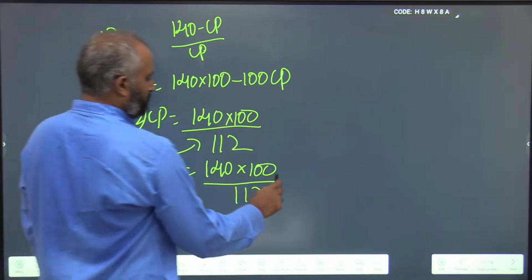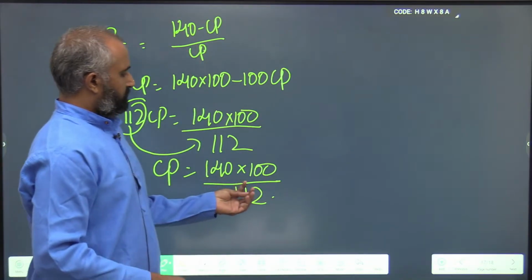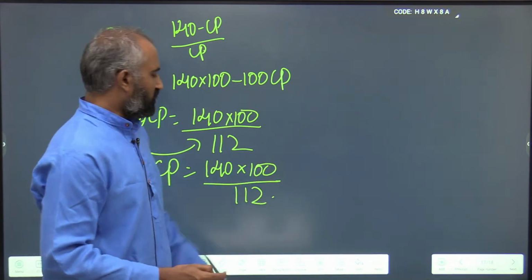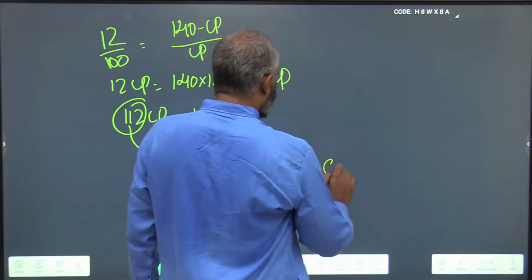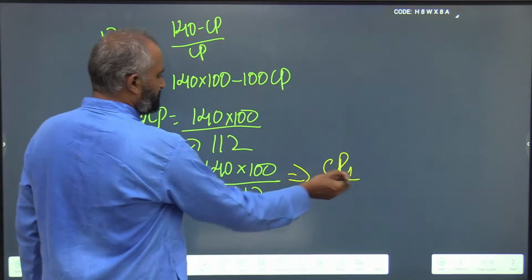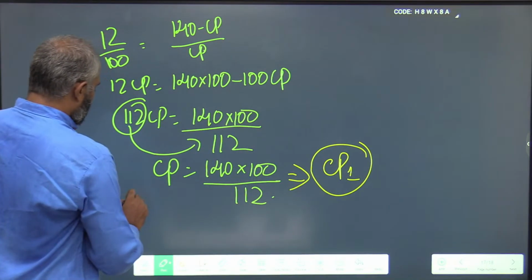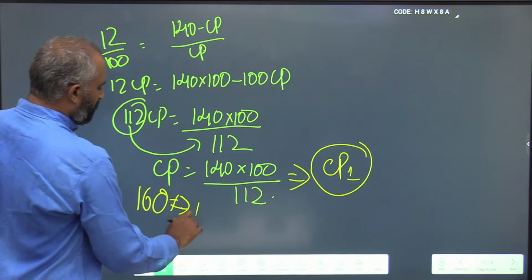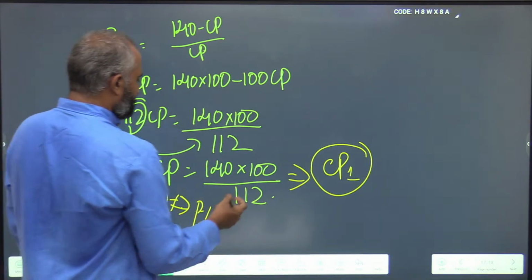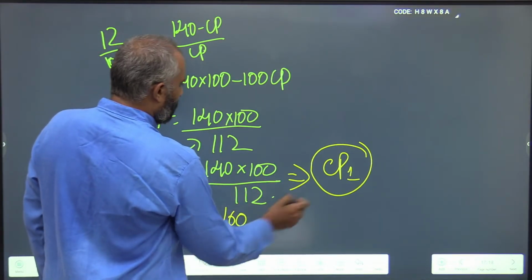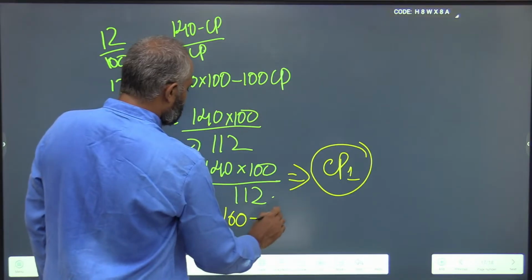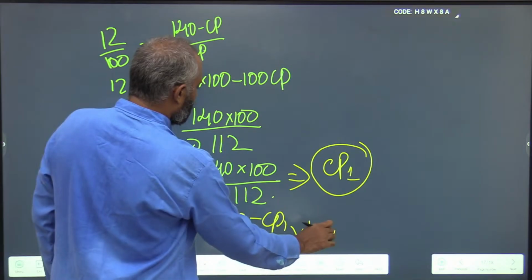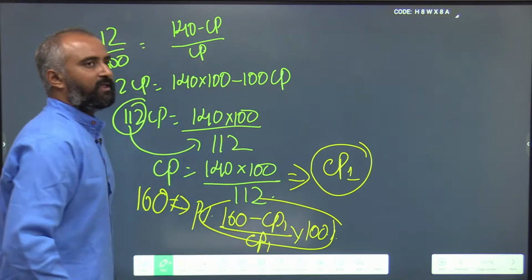I'm not going to go further because this is an inefficient way to solve the problem. From here you will find out CP, right? This is just a calculation. Now he has sold it the second time at 160. So what is the profit percentage that time? Profit percentage is 160 minus CP1, by CP1, into 100%. You do this, you will get the answer.